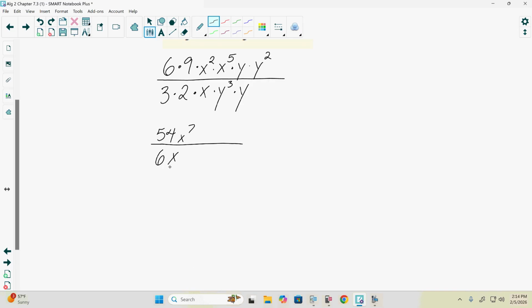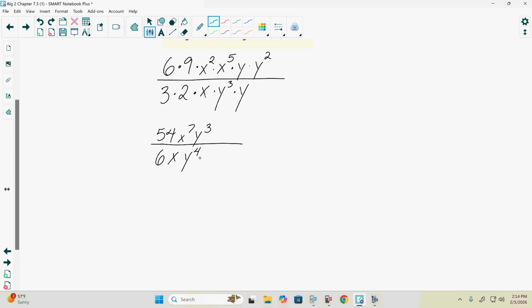On bottom, the x is just going to be x, yes? Our y is on top. y times y squared would be y cubed, y to the third. On bottom, y cubed times y would be y to the fourth.